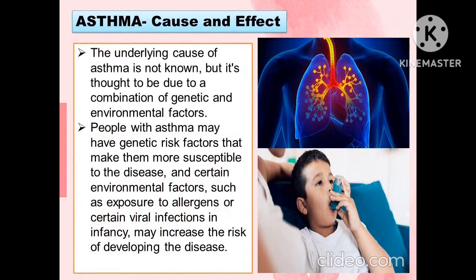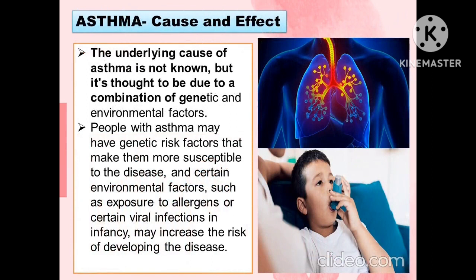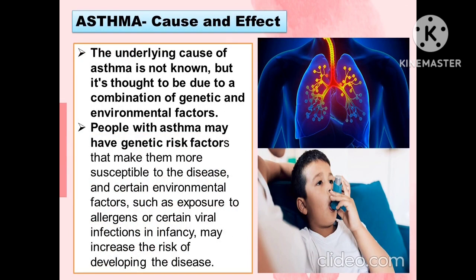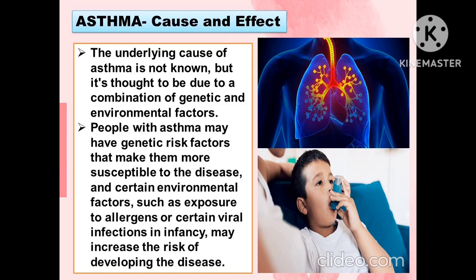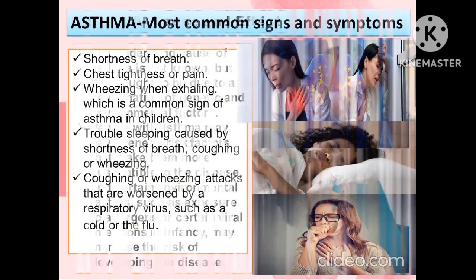The underlying cause of asthma is not known, but it is thought to be due to a combination of genetic and environmental factors. People with asthma may have genetic conditions or genetic risk factors that make them more susceptible to the disease, and certain environmental factors such as exposure to allergens or certain viral infections in infancy may increase the risk of developing the disease.